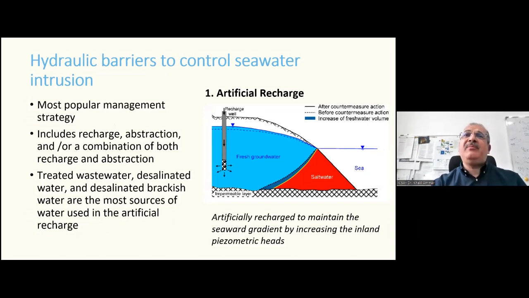What we like more is the hydraulic barriers to control seawater intrusion, which is mostly done by artificial recharge using either lakes and recharge dams or recharge wells. Then you can increase the inland groundwater level so it can halt or stop the seawater intrusion. This works in many places, but the source of water for this recharge could be rainwater harvesting, the wadi or the river, extra water collected from the main tributaries, or treated wastewater. In extreme cases it's also possible to use desalinated water for protecting against or stopping the seawater intrusion.